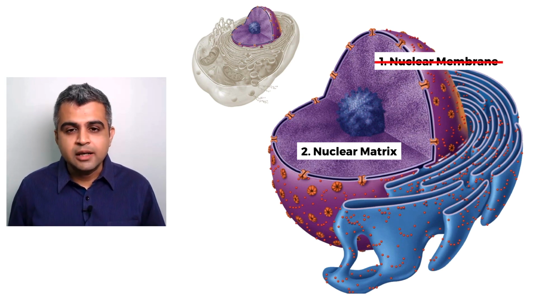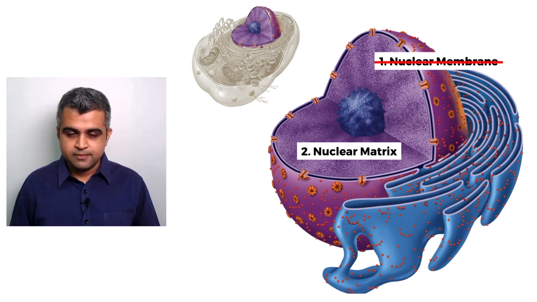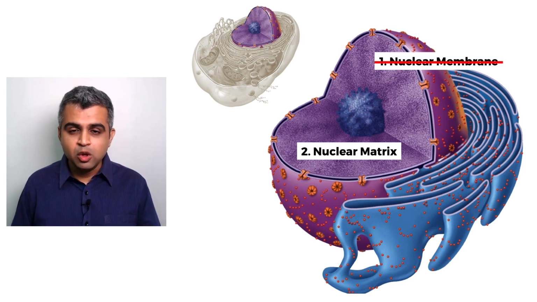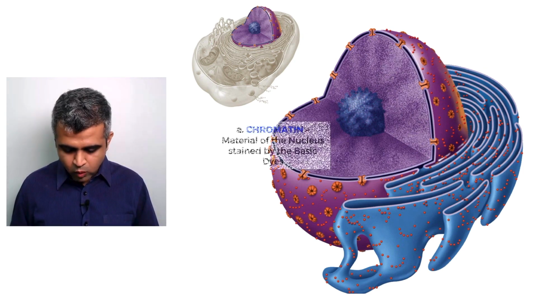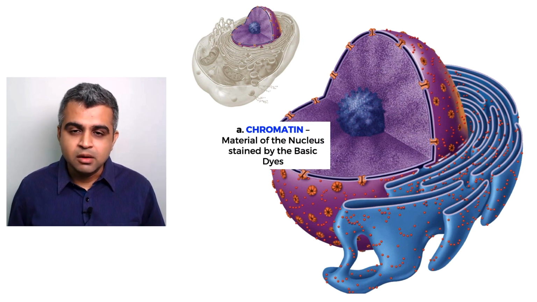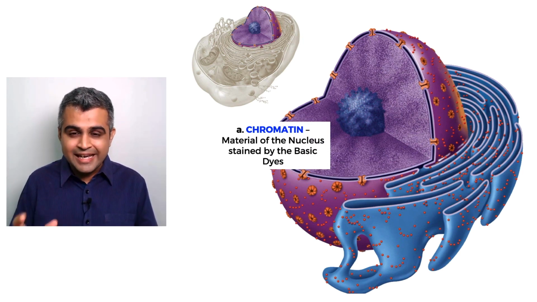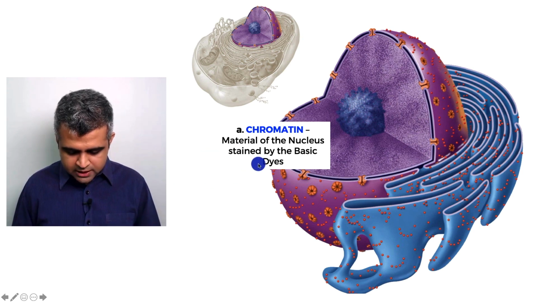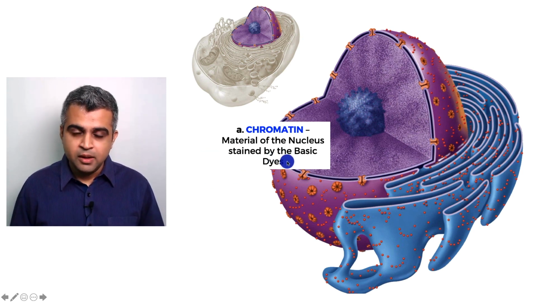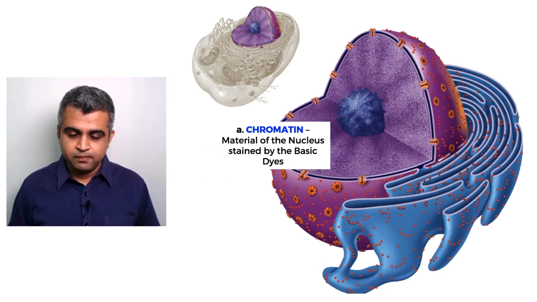So we can now start talking about the nuclear matrix or the nucleoplasm. As I previously explained to you, the nucleoplasm has two things. It has chromatin and it is going to have the nucleolus. Now, what is chromatin? As discussed earlier, chromatin is nothing but DNA combined with proteins which can be stained, which can be colored by using basic dyes. So chromatin is the material of the nucleus stained by the basic dyes. It is basically proteins combined with DNA.